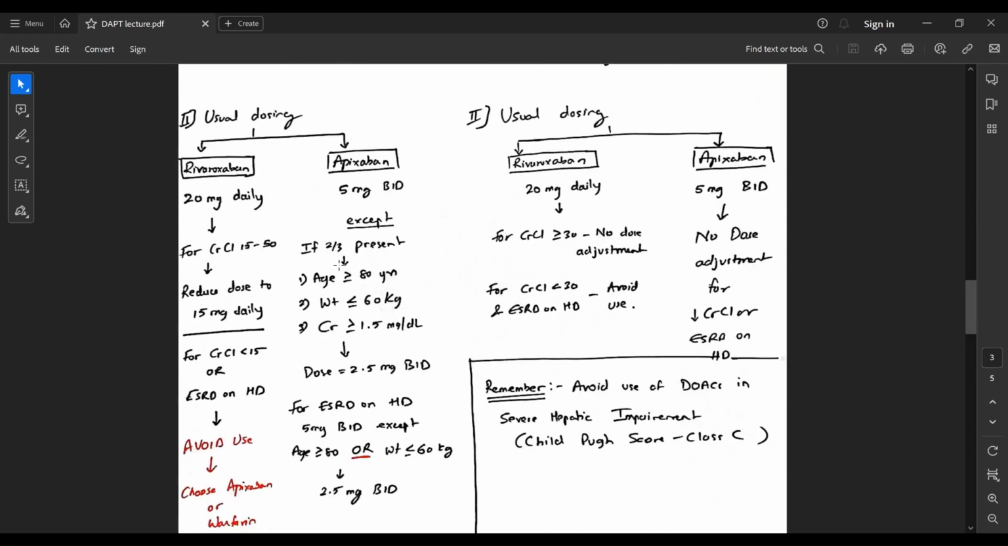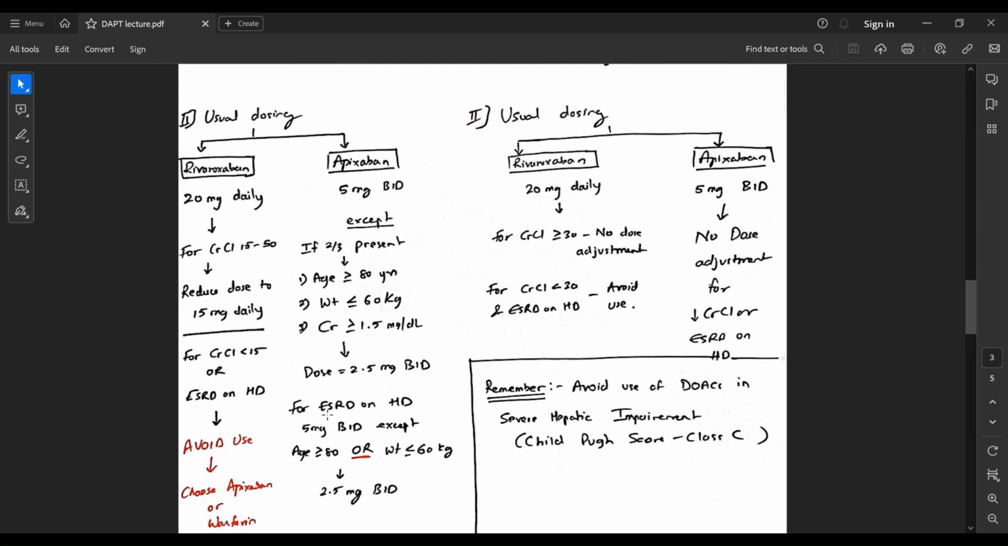Now, if the patient meets 2 out of the following 3 criteria, then you need to lower the dose of apixaban to 2.5 milligram twice a day. That is, if the patient's age is greater than or equal to 80 years, weight is less than or equal to 60 kilograms, and creatinine is greater than or equal to 1.5 milligram per dL.